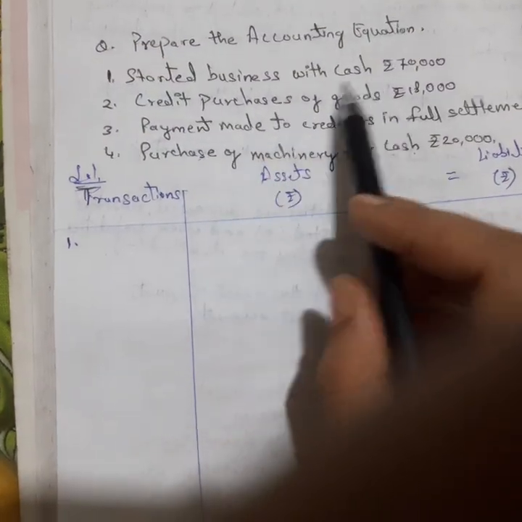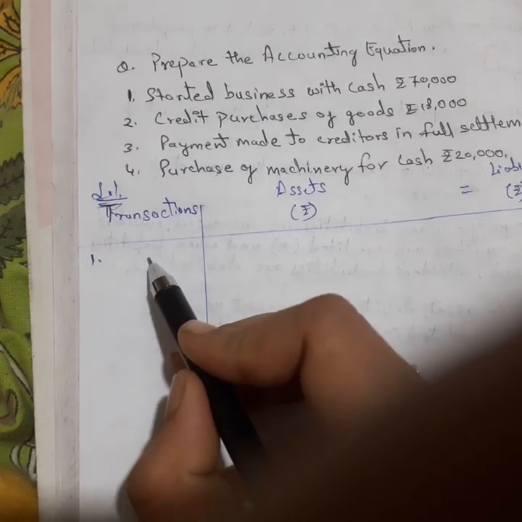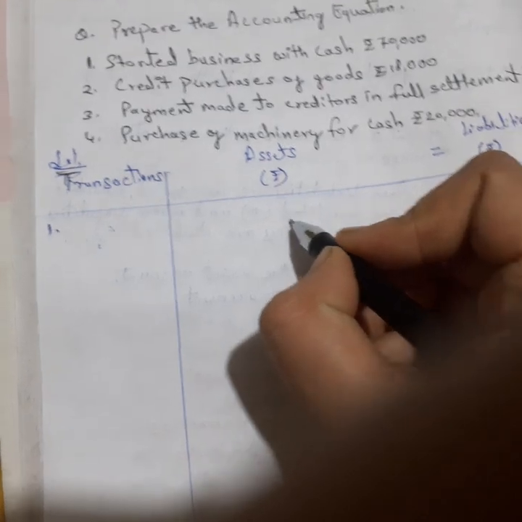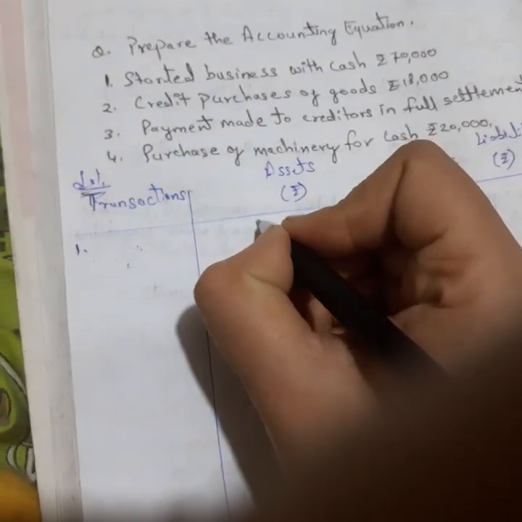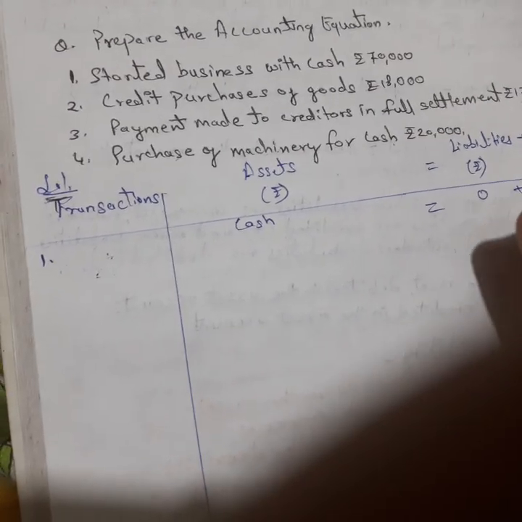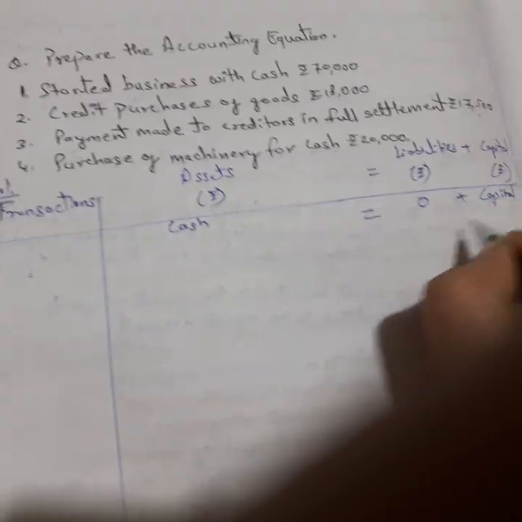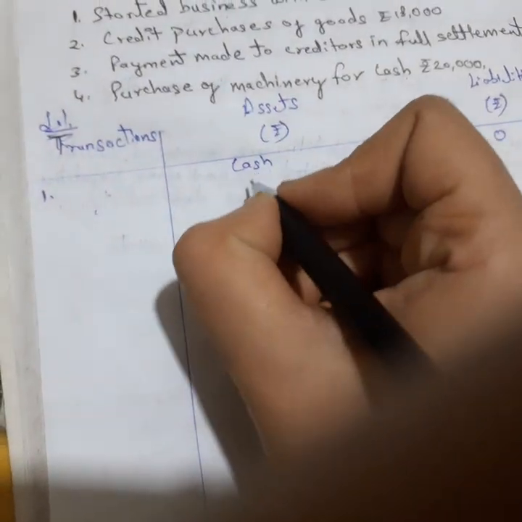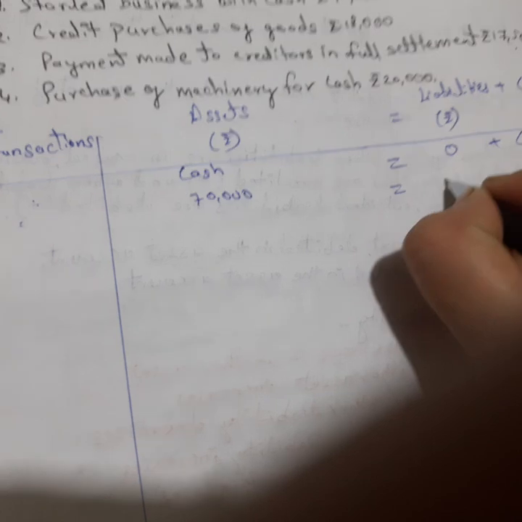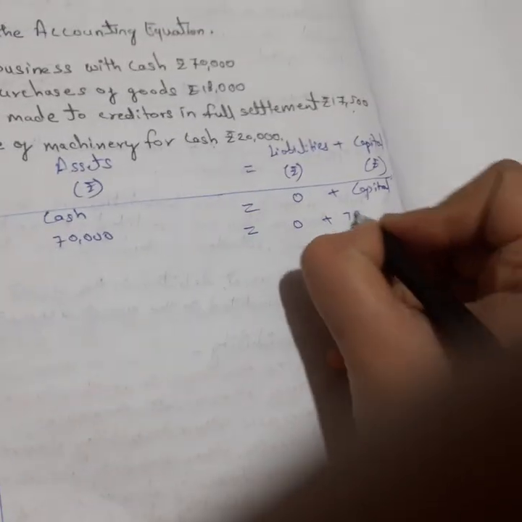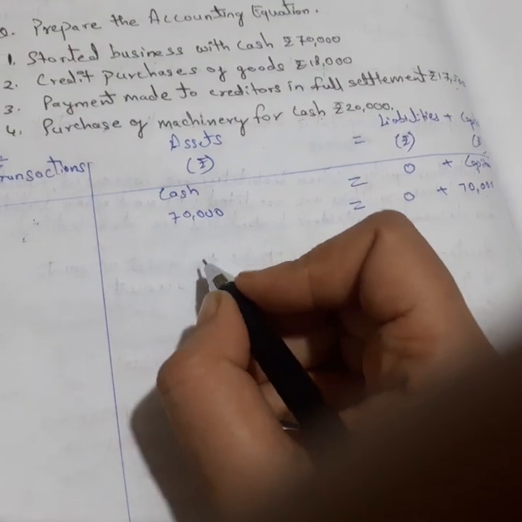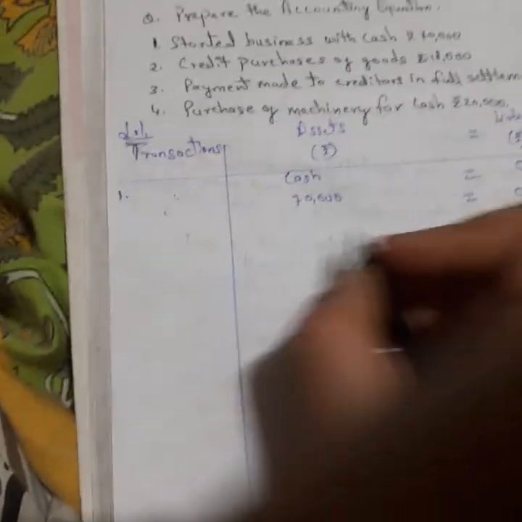Like the first question, started business with cash. So here the first point represents your started business with cash, the same transaction. Here your asset, which is represented in the form of cash, I will write; liabilities is 0 and capital is there, right? So in the cash I will write 70,000 is equivalent to 0 plus 70,000, right? So this is the first point.